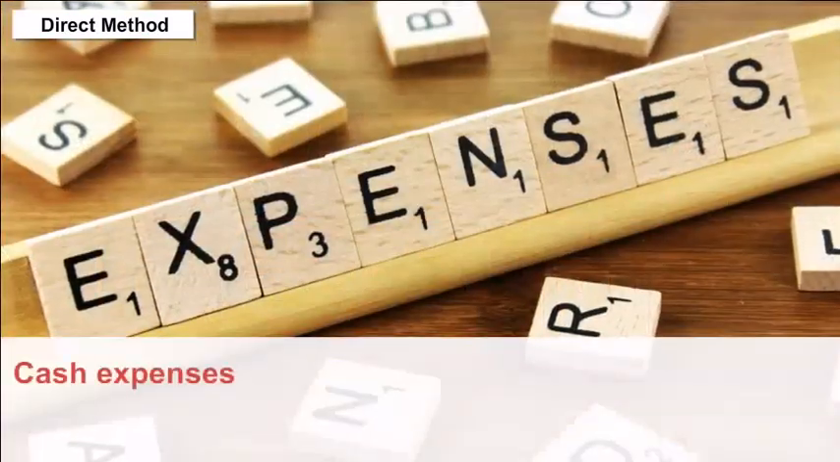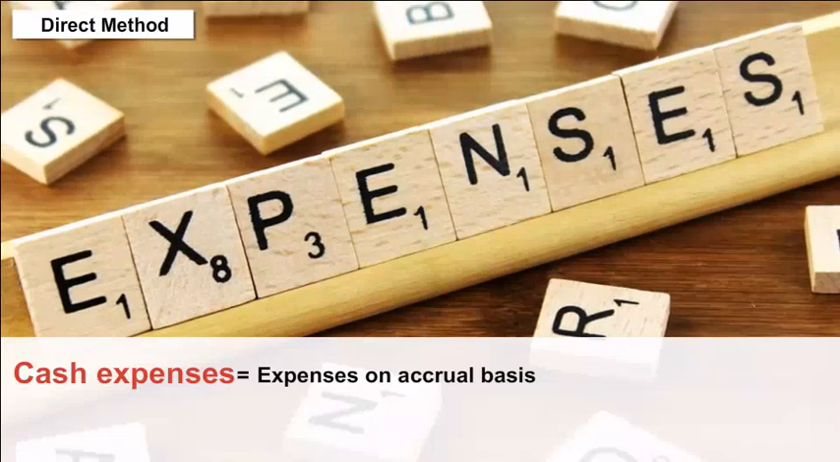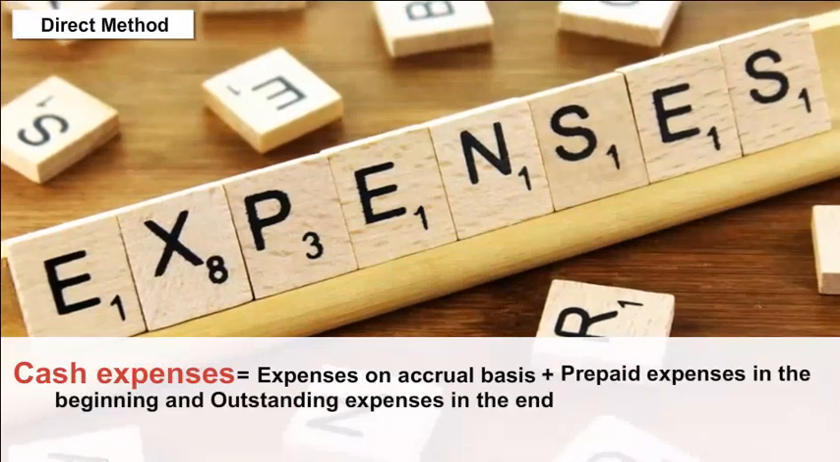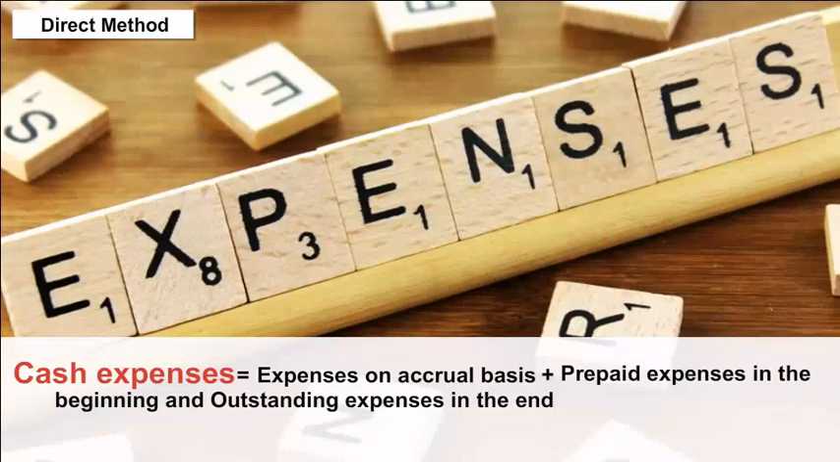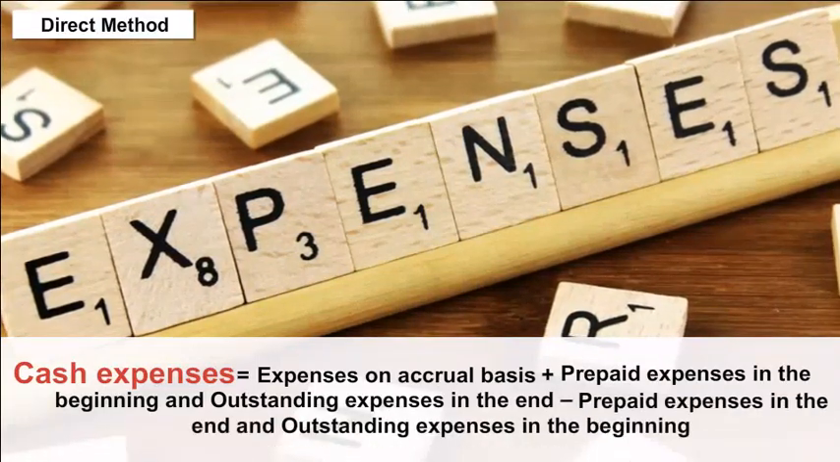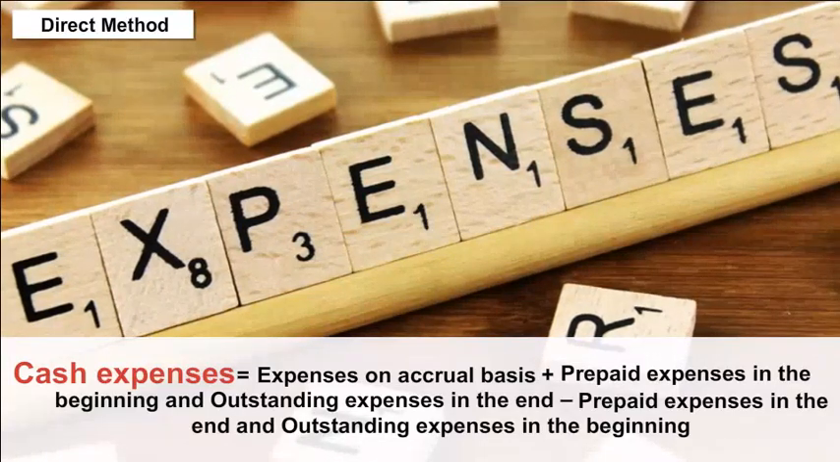D. Cash expenses equal to expenses on accrual basis plus prepaid expenses in the beginning and outstanding expenses in the end, minus prepaid expenses in the end and outstanding expenses in the beginning.